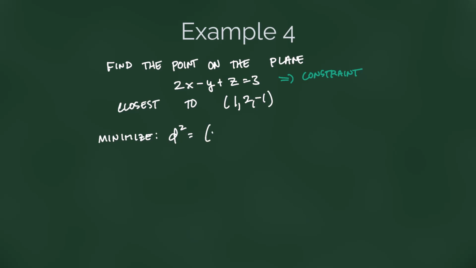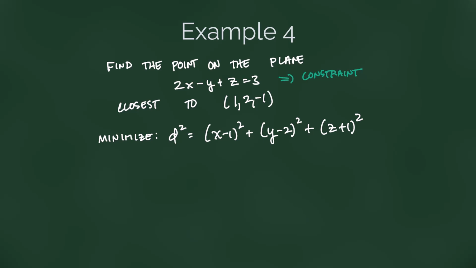That is going to be x minus 1 squared plus y minus 2 squared plus z plus 1 squared from our three-dimensional distance formula. So the distance between the given point and any other point is this formula. Well, we're just going to minimize the square of the distance, which is the same thing as minimizing the distance, just slightly easier because we don't have to deal with the square root. And we're subject to the constraint that the points that we can look at have to lie on our plane.